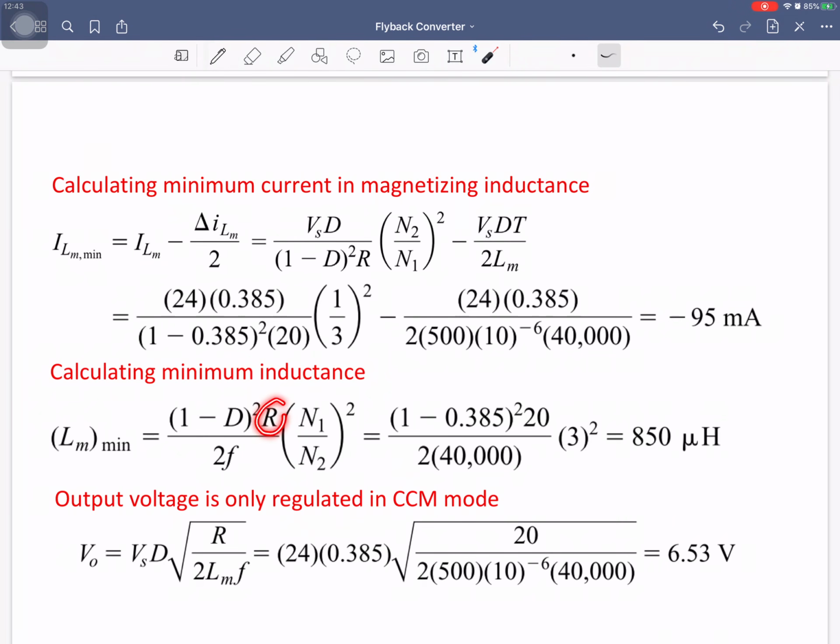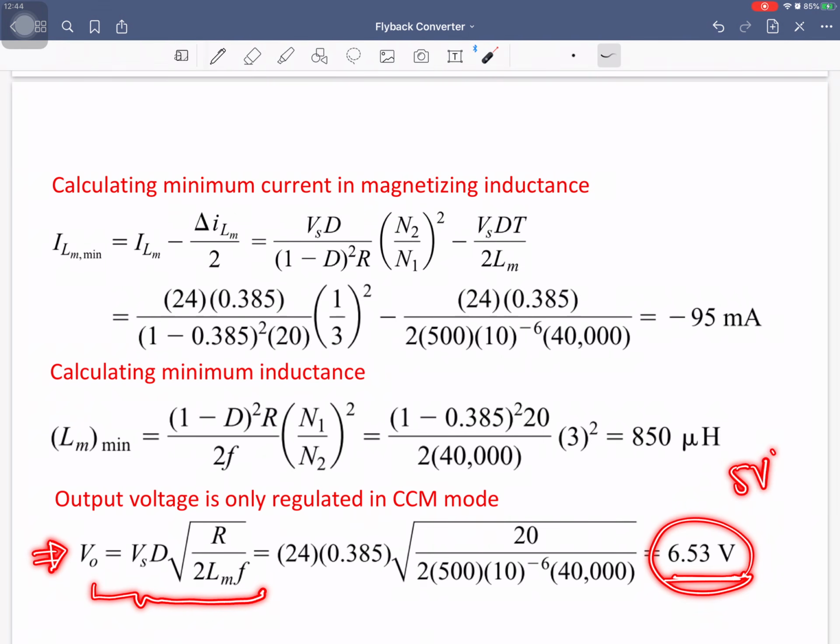So if the load resistance increases, the minimum inductance required to keep it in the continuous conduction mode increases, that is 850 microhenry. And our actual is 500 microhenry. It is less than that one, so our converter is operating in the discontinuous conduction mode. And for this, as our circuit is in the discontinuous conduction mode now, using the expression for the discontinuous conduction mode, if I calculate, our output voltage is 6.53. What was our required voltage? 5 volt.